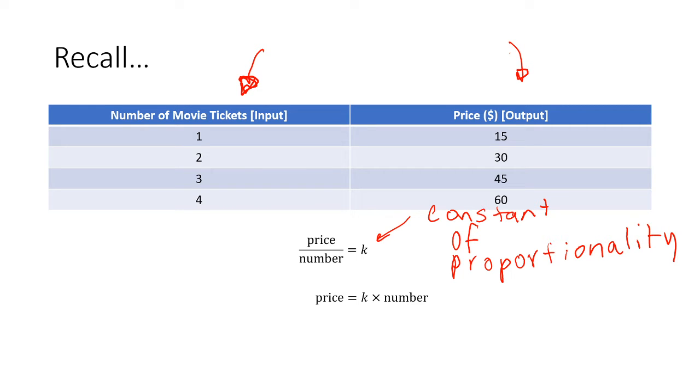So we can make an equation. Our output, our price, is equal to K times the number of inputs, or the number of movie tickets, which makes sense. The more movie tickets I want to buy, the more I'm going to have to pay.